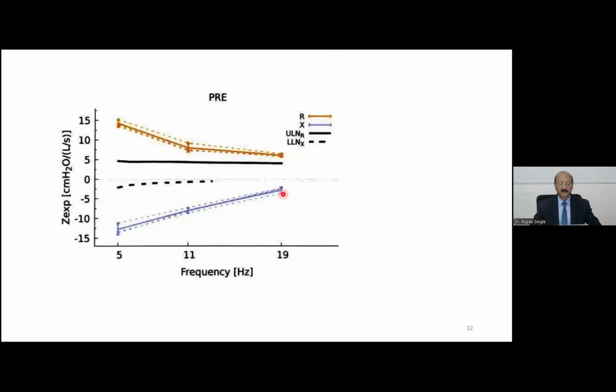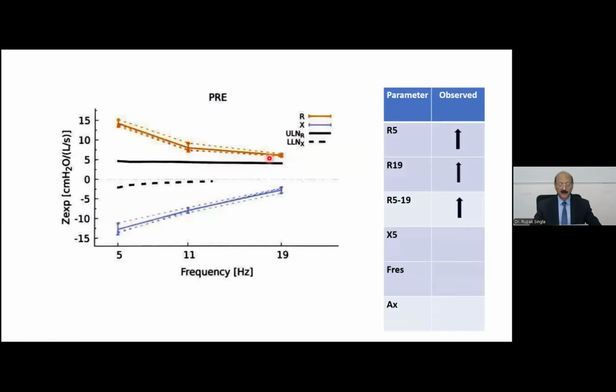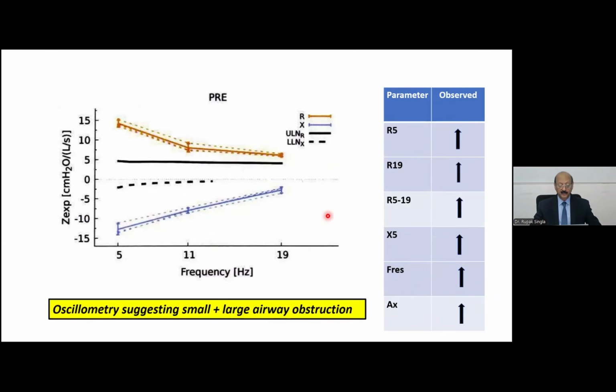Now just see this graph. So here you are finding R5 is increased, R19 is also increased, both are above the black line, plus R5 minus R19 is also increased, as you can see here. Coming to the reactance, this X5 is more negative, the FRS will be increased, as we will be touching here, and the area of reactance is also increased. So you will find all the three parameters are increased. So in this situation, you will be diagnosing a small plus large airway obstruction because R19 is also increased, R5 is also increased.